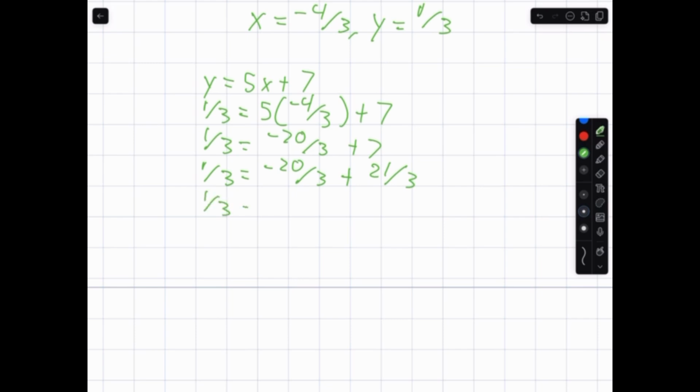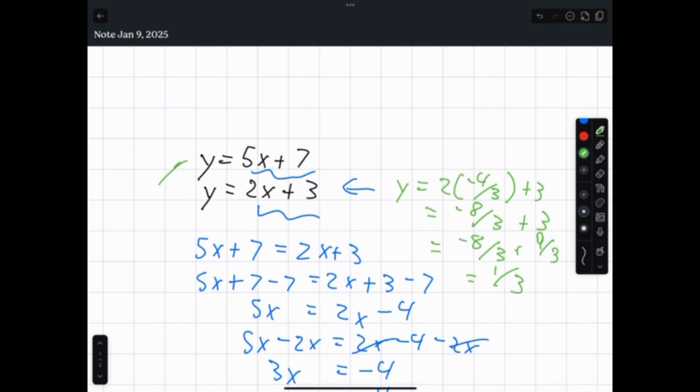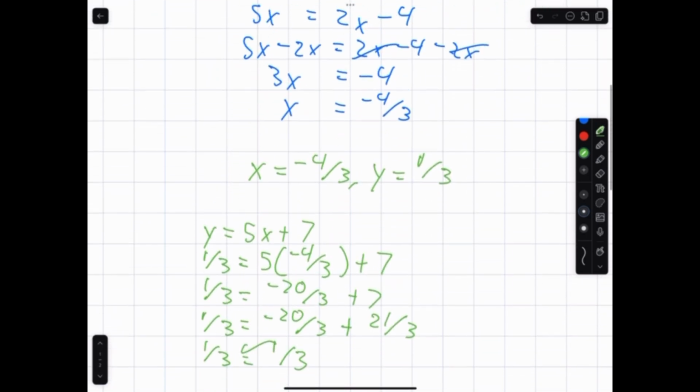At this point, we can see, well, what's negative 20 plus 21? It's just 1 over 3. We see this works, and the point of intersection is where x is equal to negative 4 over 3 and y is equal to 1 over 3.